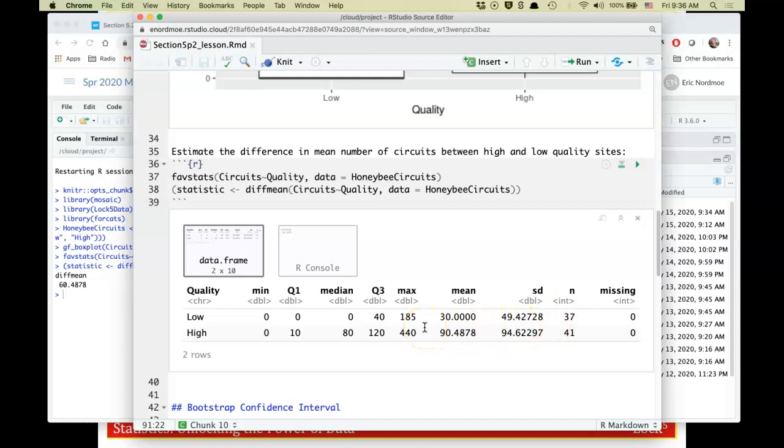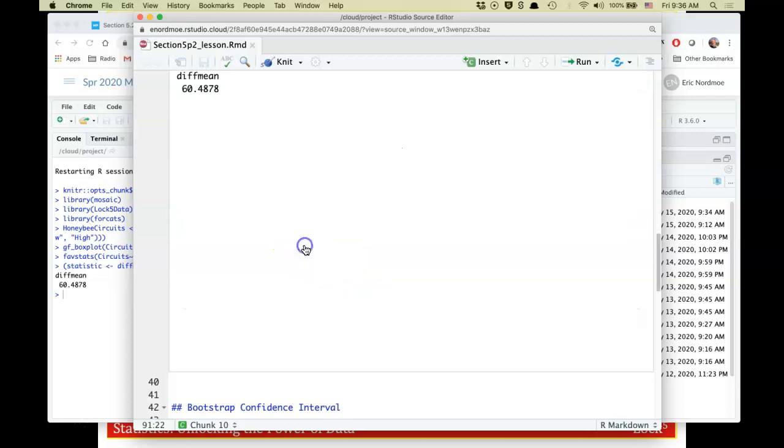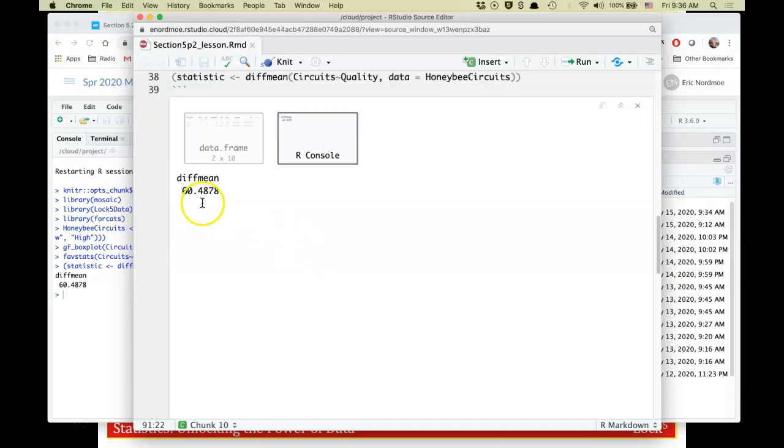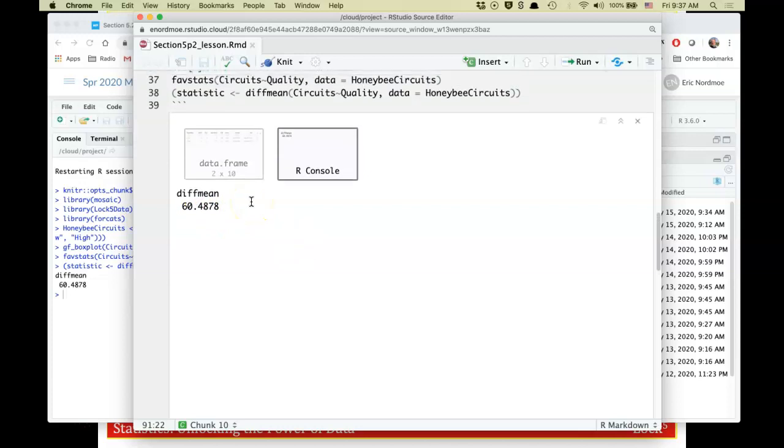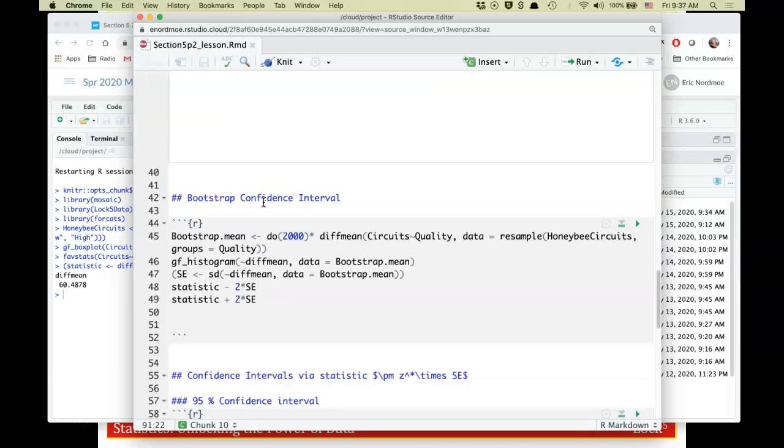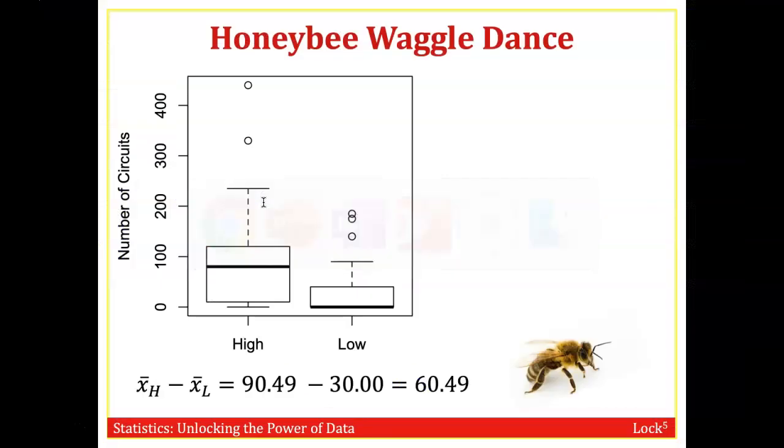But actually, our main question is to try to estimate the difference in the mean number of circuits. So we're really focused on a confidence interval rather than a difference in means, because it does look like a pretty dramatic difference. Now, first step would be to compute the statistics. So we get the 60.49 to 2 decimal places, and we'll be ready to move on towards a confidence interval here.